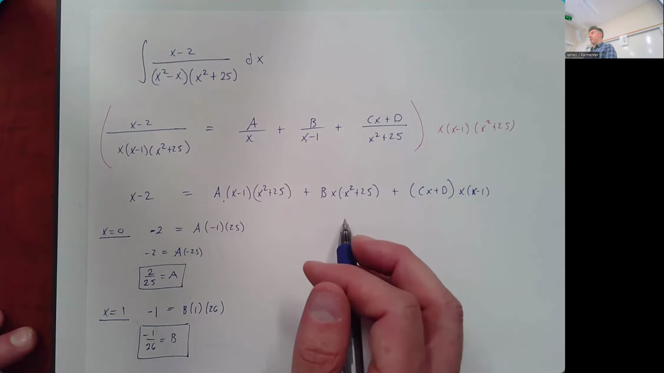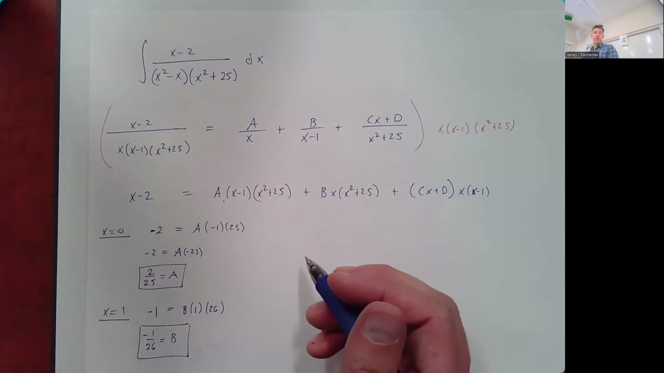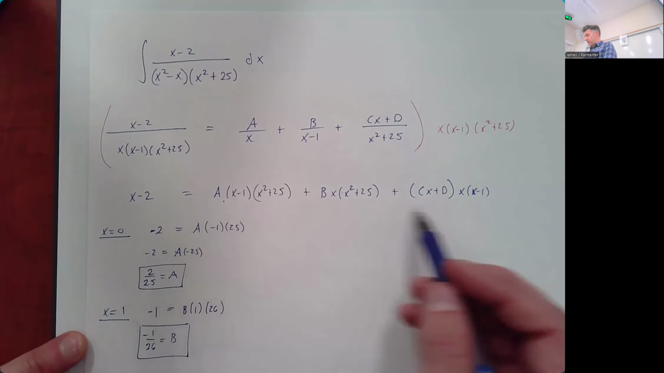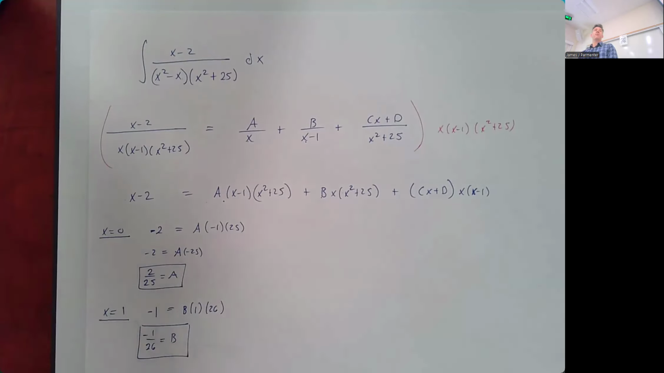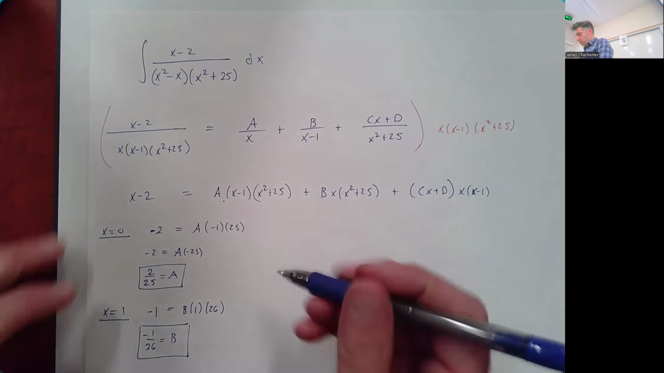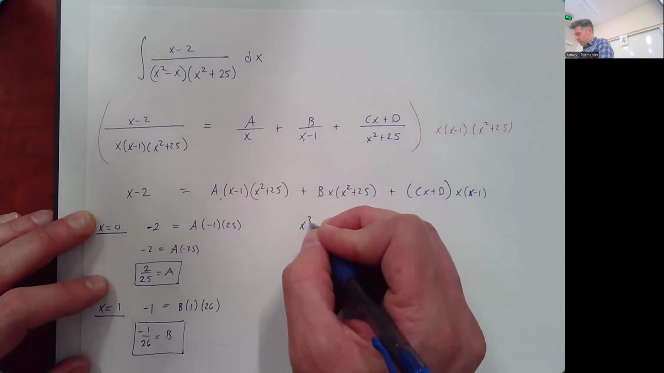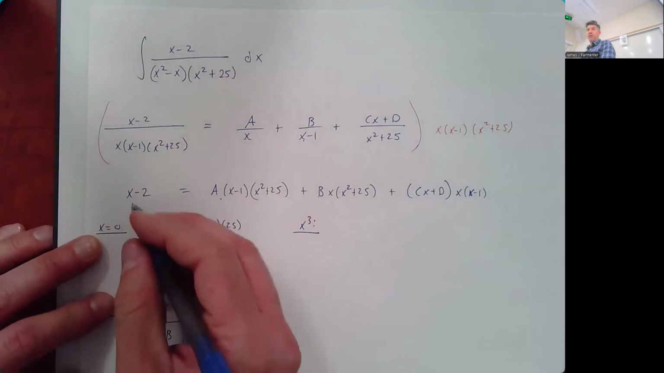So then we start doing what I call equating coefficients. Looking at the right-hand side of this equation, if we were to multiply things out, what would the highest power of x be? I think it'd be x to the third. Okay, so I'm going to think about x to the third. On the left-hand side, there isn't any.